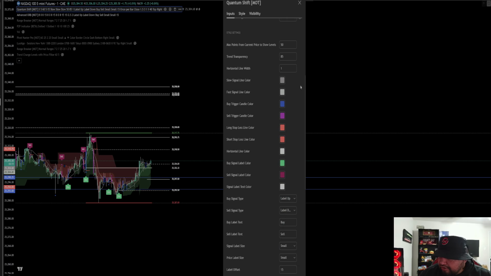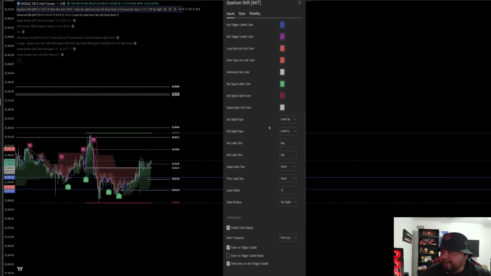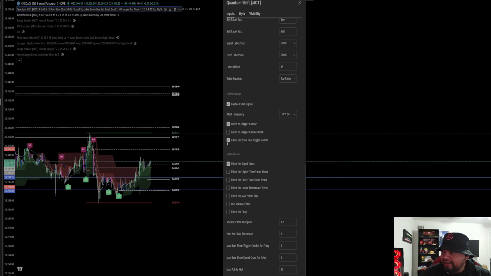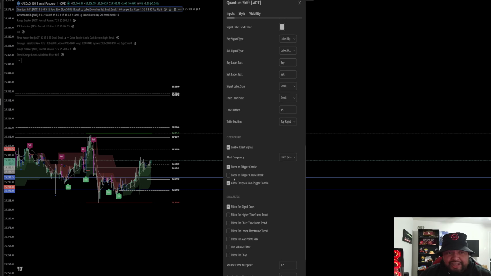You can change your colors to whatever you want, right? These should be set automatically. The signals, these are what trigger your signals. Everything else doesn't matter to me. You can filter for chop and things like that, but it does mess with the signals. You're not going to see a lot of good signals with that. Like I dropped it down to just the basic.